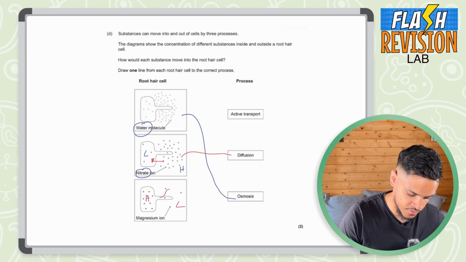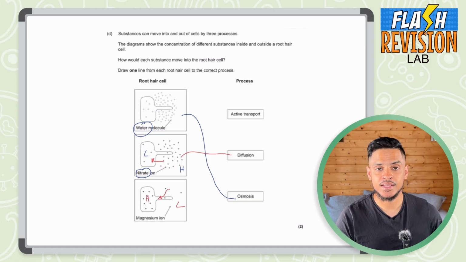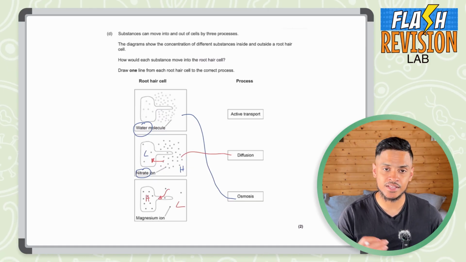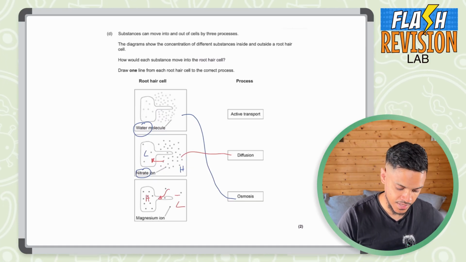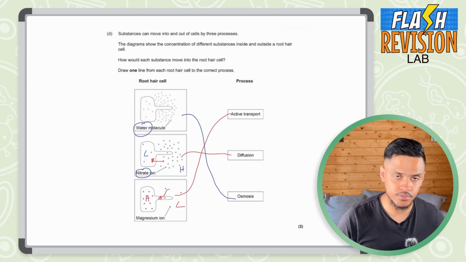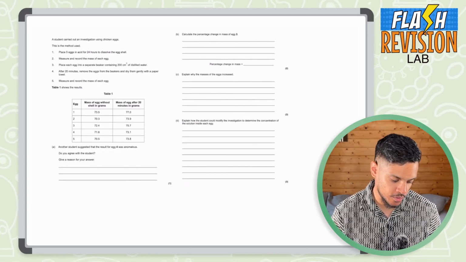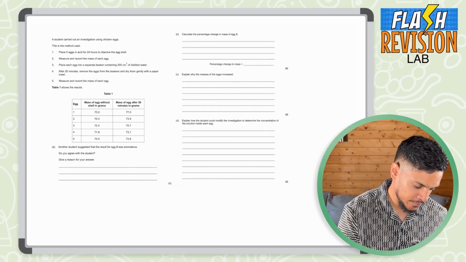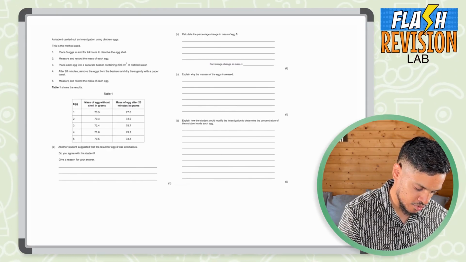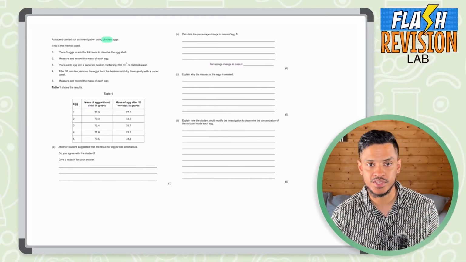Then for magnesium ions, we have a low concentration outside and a high concentration inside. So it's going to be quite difficult for these ions to get in. They need energy because they're going against the concentration gradient. Therefore, it needs active transport. Right, so what we have here is a required practical for osmosis. So what they're using here, usually in this required practical, you use potatoes, but here we're using chicken eggs.